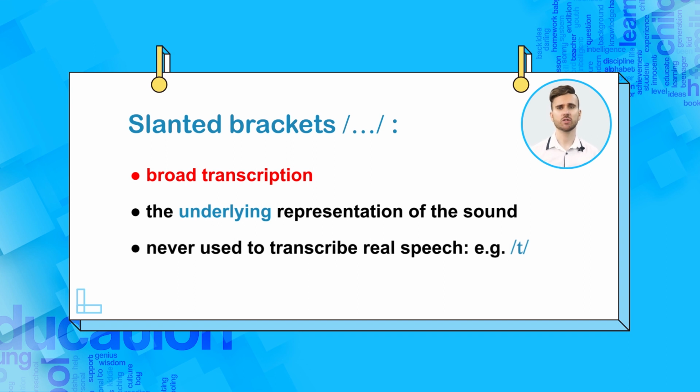This means that broad transcription is never used to transcribe real speech. So if you see a transcription of a sound in slanted brackets, this sound has not actually been heard. Instead, it is just a theoretical example of the head of a category of a sound. Returning to the glottal plosive example above, the glottal plosive can never be the head of a category because it is only one of the possible ways to say t. Thus, it is never written with slanted brackets.